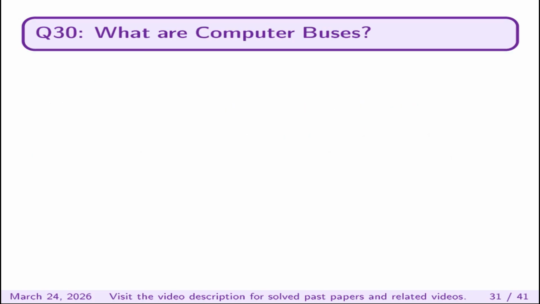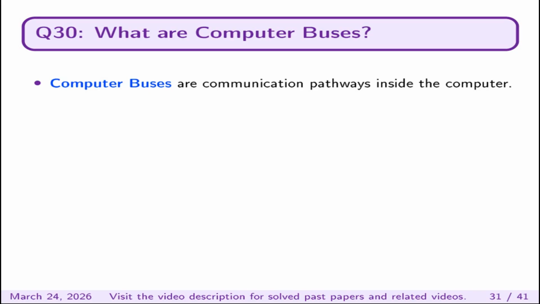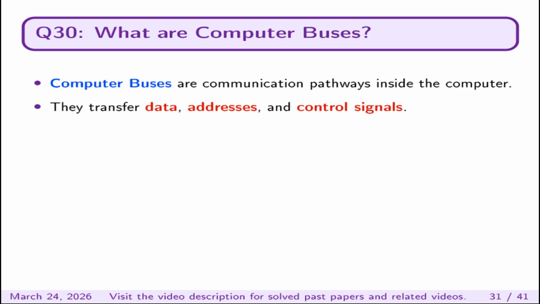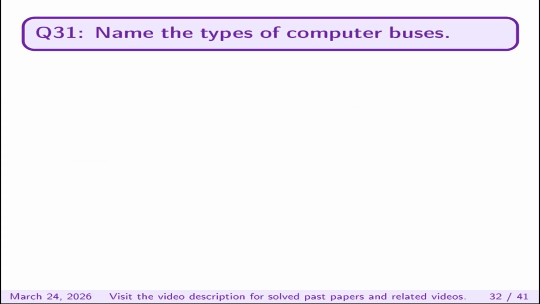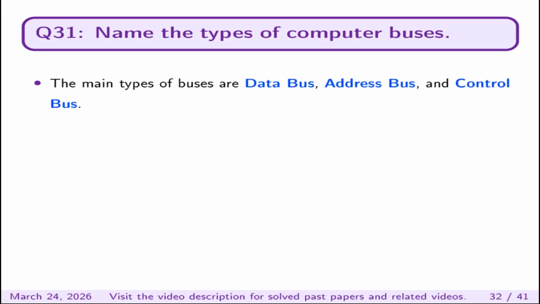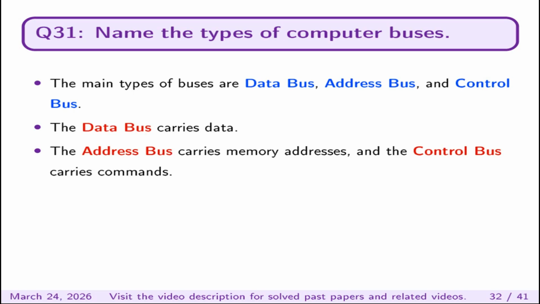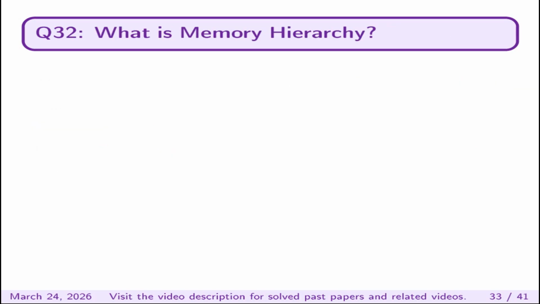What are computer buses? Computer buses are communication pathways inside the computer. They transfer data, addresses, and control signals. They connect components such as the CPU, memory, and I/O devices. Name the types of computer buses. The main types of buses are data bus, address bus, and control bus. The data bus carries data. The address bus carries memory addresses, and the control bus carries commands.